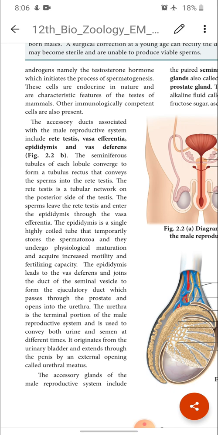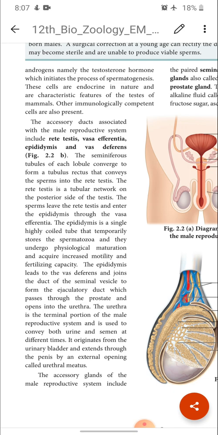So automatically the sperm will be what? Sterile. It will not be viable. It will become sterile, because only in the epididymis does it acquire fertilizing capacity and increased motility. When the sperm motility is more and the fertilizing capacity is more, conception will be more. So these are the consequences of the epididymis.